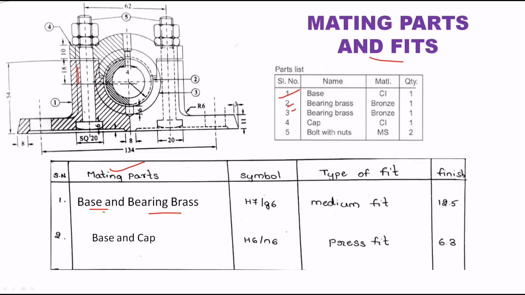Base means this complete frame. So that is mating with the bearing brass. This inside ring is called the bearing brass. These two are mating here. Its fit is medium fit.